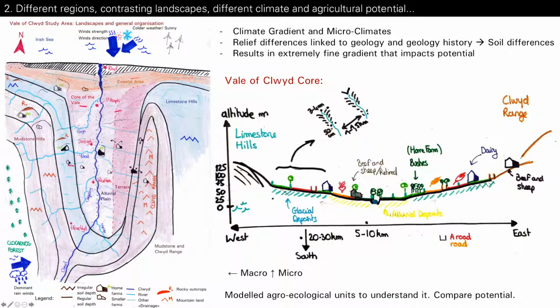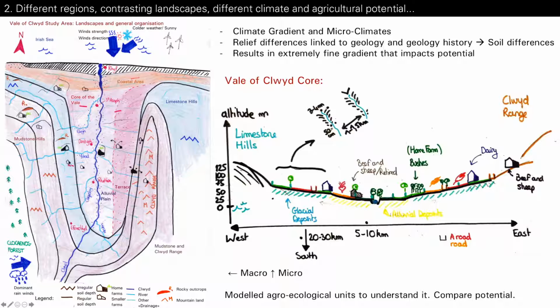We have a relief difference, which is linked to the geology. Basically we have a climb up to the east and to the west, but that gives different soils, and we end up having a very fine, micro scale kind of gradient in terms of actual potential. For example, if we look at the core of the vale, which is in red here, we can see to the right that at a micro scale we really have very different potentials.